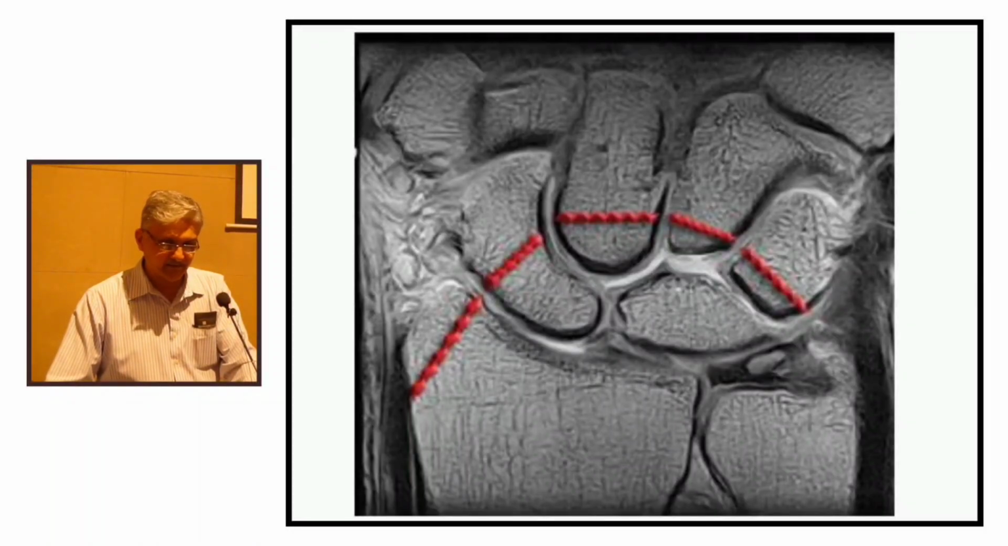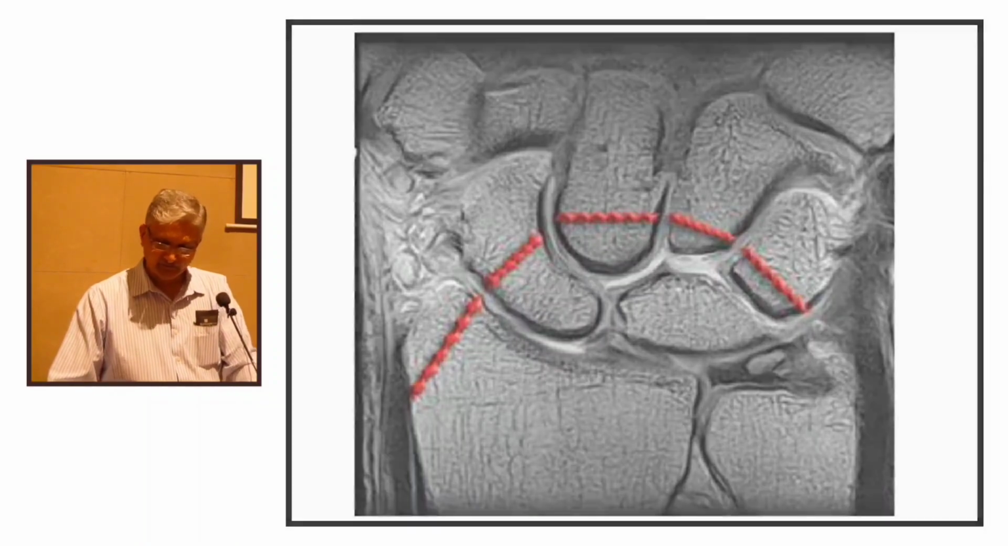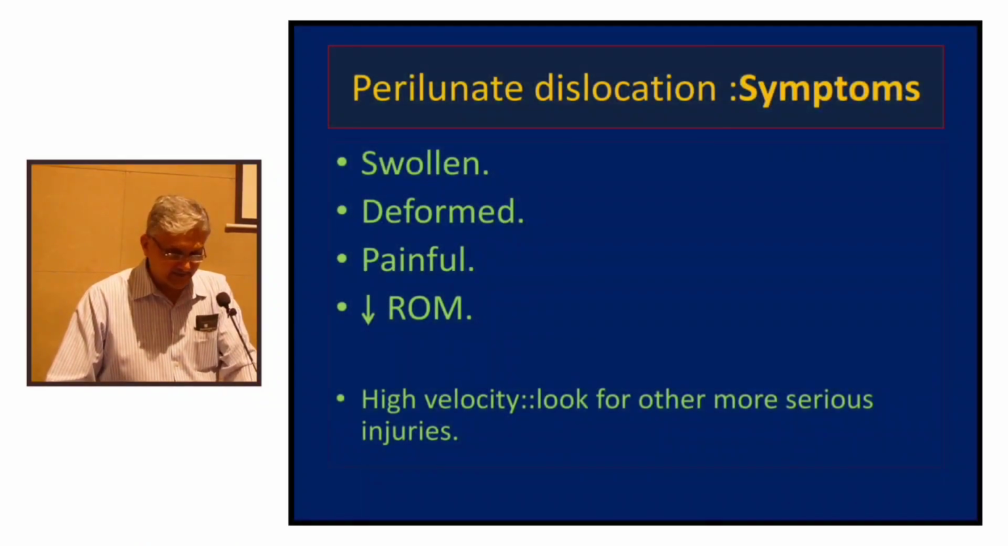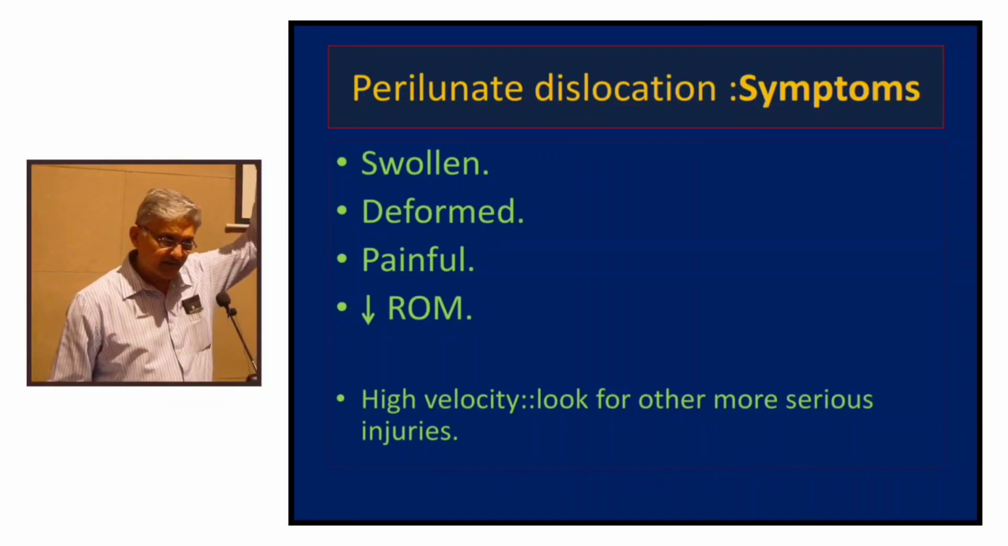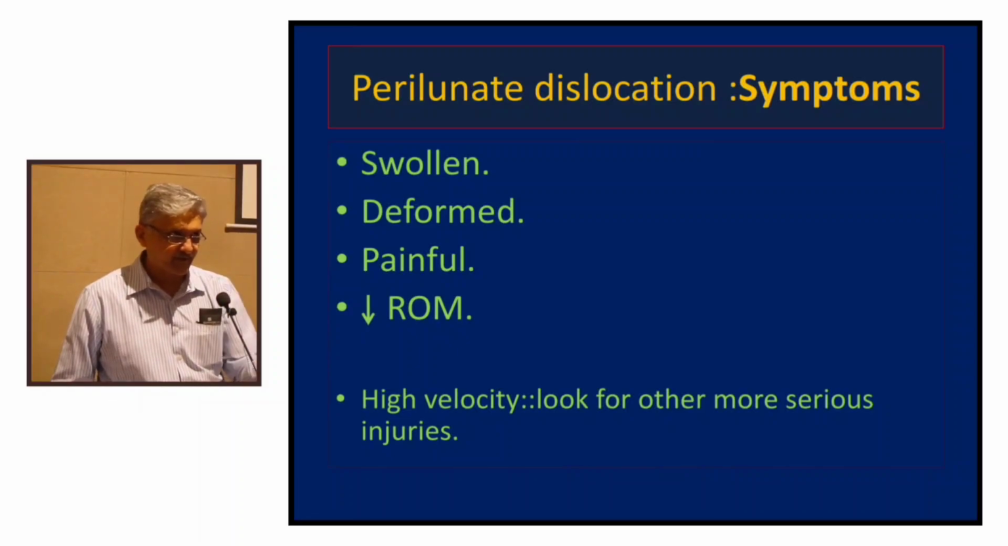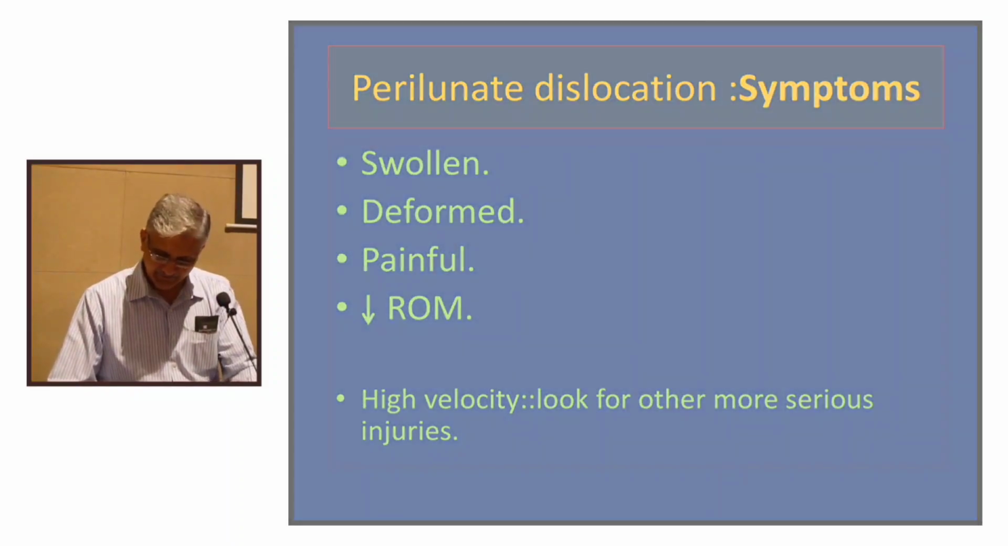Obviously, any injured part is going to be swollen, deformed, and painful, and it will have a reduced range of motion. Now, since it's a high energy, high velocity injury, look for injuries elsewhere. And the commonest injury that you are going to miss is a brachial plexus injury, where the patient is not able to lift the shoulder up.